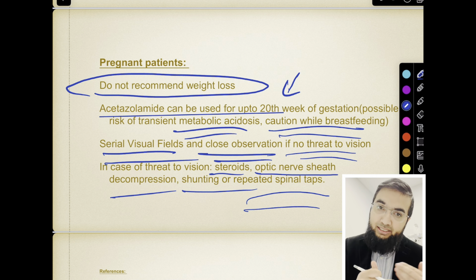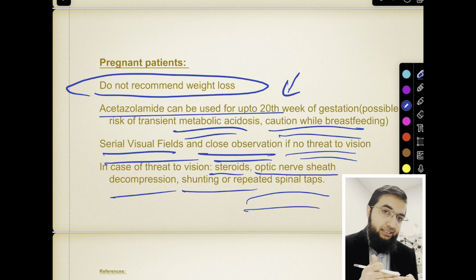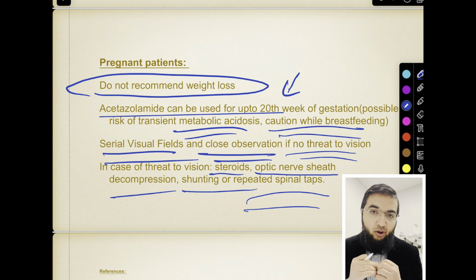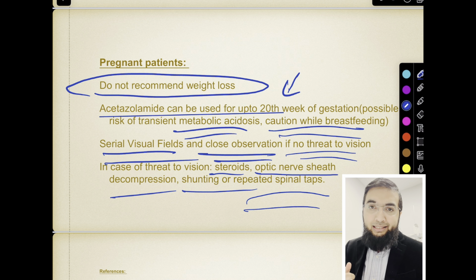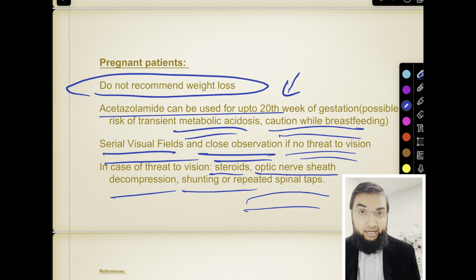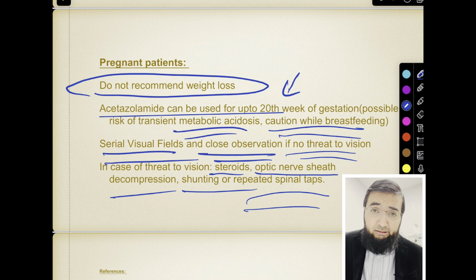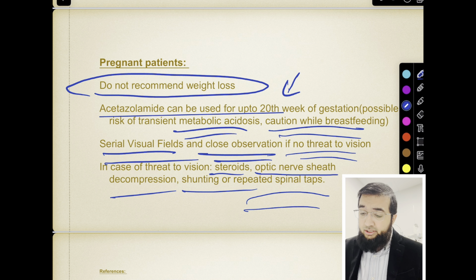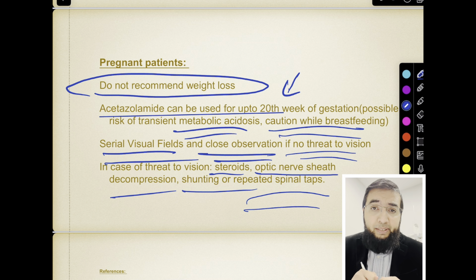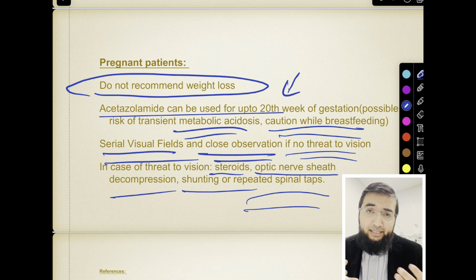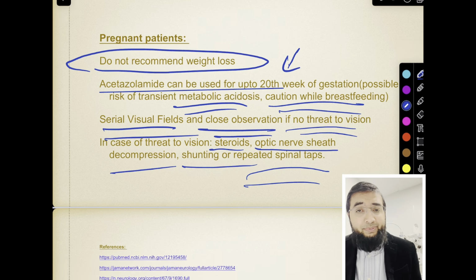So it's patient-based practice. It's not a book practice where you throw this book on every patient. No, it doesn't work like that. So let's say the patient doesn't need those things. I'm not going to refer her for optic nerve sheath decompression. It depends on the patient. Some patients might need the decompression with the neurosurgeon. Some patients might need just a repeated spinal tap. So it depends, okay?